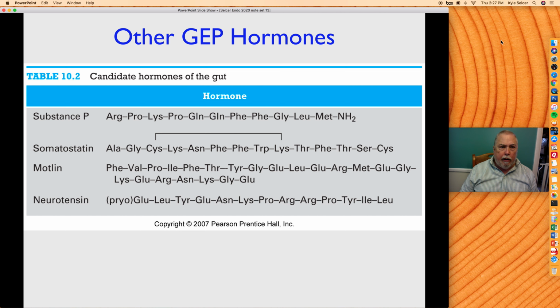There are other GEP hormones: substance P, which is also known from the brain, somatostatin, motilin, neurotensin. These are all players. We won't go into much detail on these other than somatostatin.